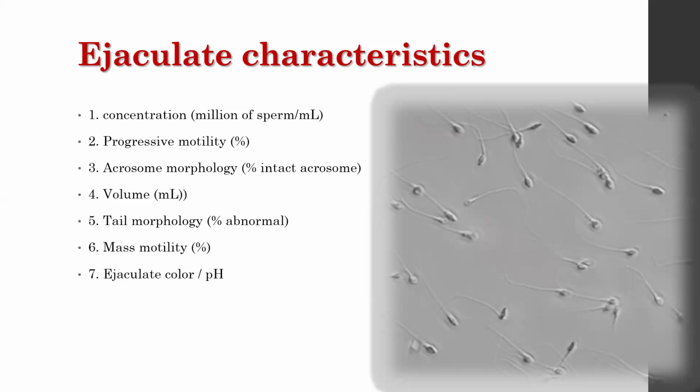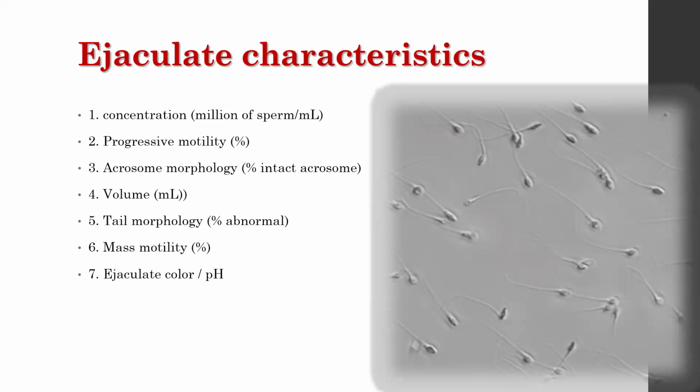Then second, the progressive motility: how the sperm are moving, forward or backward. It should be mass motility, with a percentage of mass motility moving forward, so we can suggest the semen is showing excellent quality grades. Then we have to see the acrosomal morphology: how much percent intact acrosomes are present in the semen sample. Then the volume, whether the animal is ejaculating a proper volume of around 1 to 2 ml.